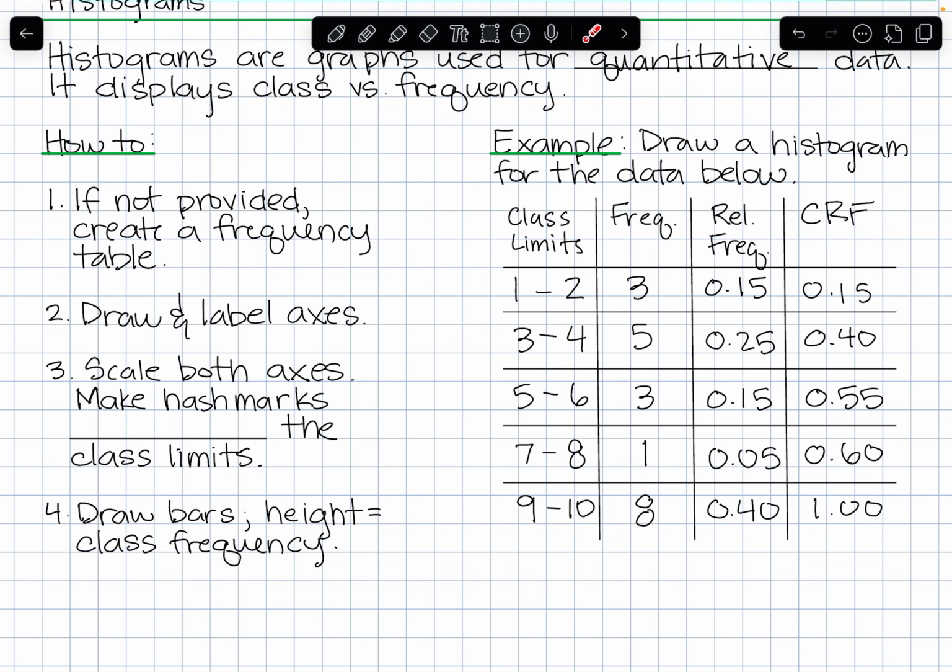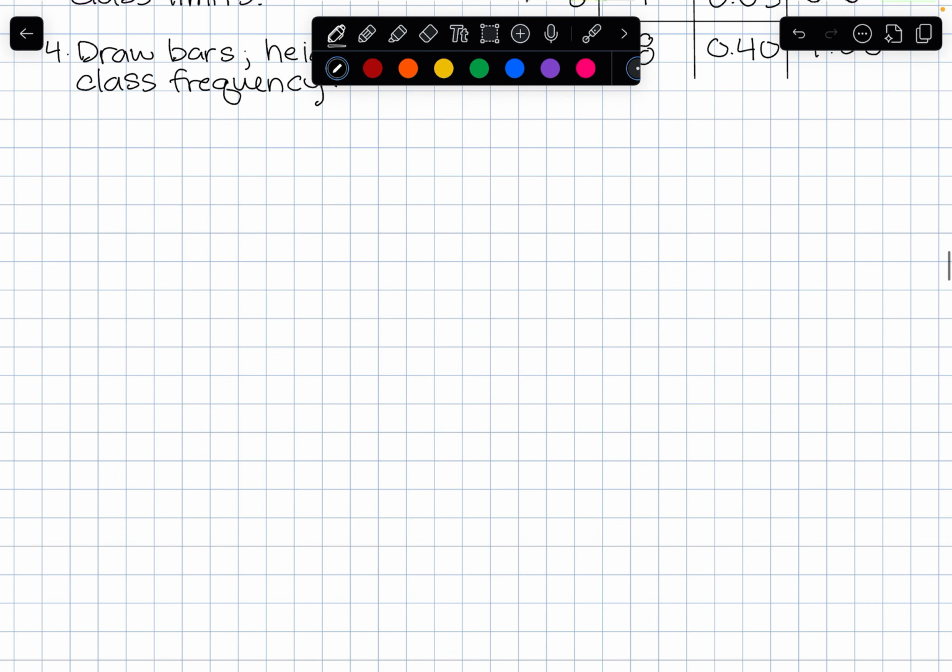And you'll notice we're displaying class and frequency. So for this graph, I'm focused just on these first two columns. Class limits versus frequency. The classes are going to form the x-axis. The frequency is going to form the y. So we're going to go ahead and draw our axes, and then we're going to label it.